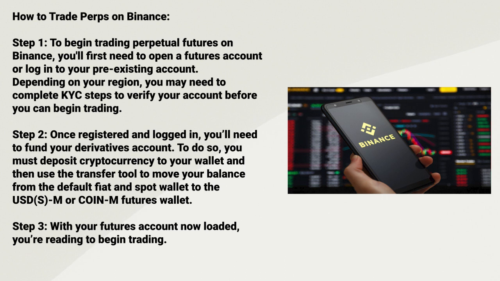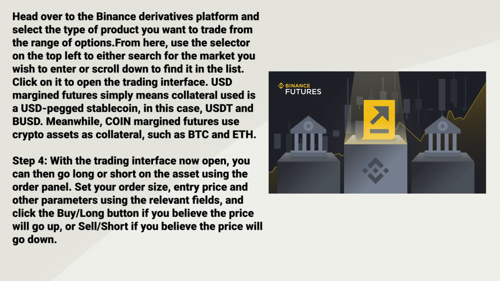Step 3. With your futures account now loaded, you are ready to begin trading. Head over to Binance Derivatives platform and select the type of product you want to trade from the range of options. So from here, use the selector on the top left to either search for the market you wish to enter or scroll down to find it in the list. Click on it to open the trading interface.